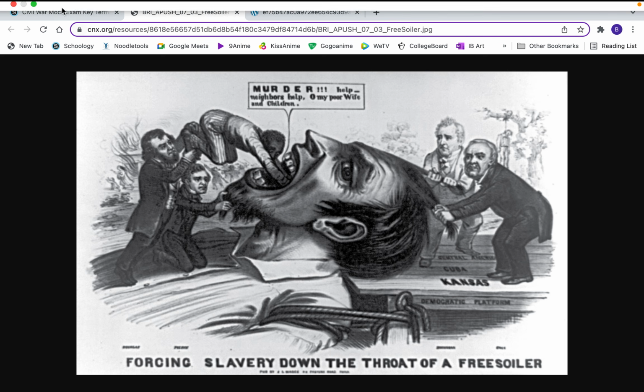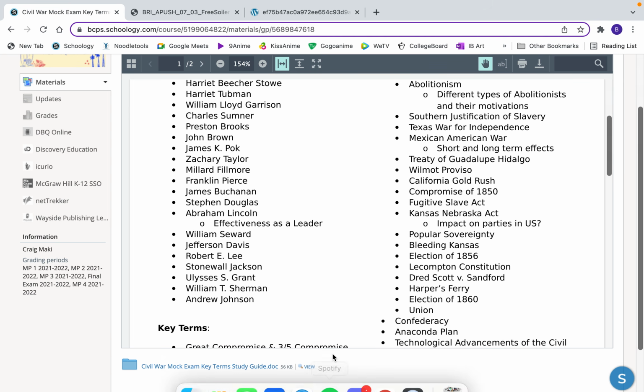So we have this Fugitive Slave Act going on, right? Where if there is a slave in any state, including the North, they have to be taken back. If there's a federal official who lets a slave get away, they can be fined for up to $1,000, which at that point is a huge amount of money, right?